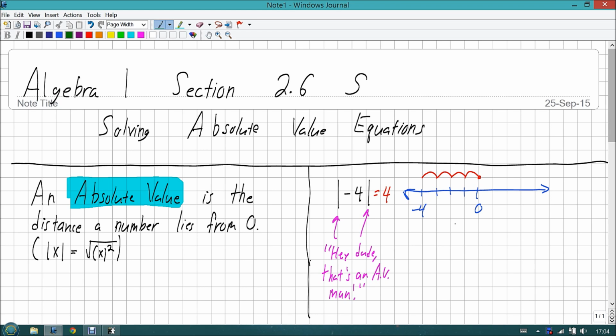All right. Now, what about the absolute value of, like, 3? Okay, well, let's look at the absolute value of 3. Well, that lies right there. Let's see how far it is from 0. 1, 2, 3. So the absolute value of 3 is 3.